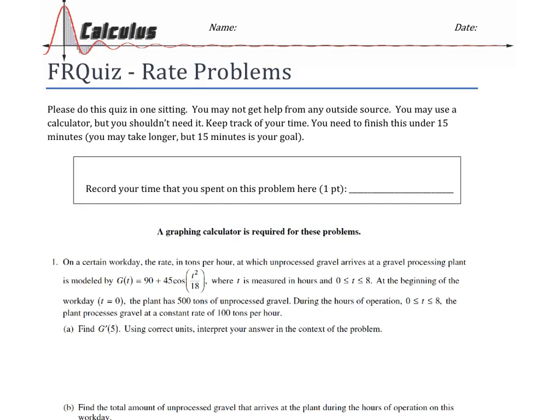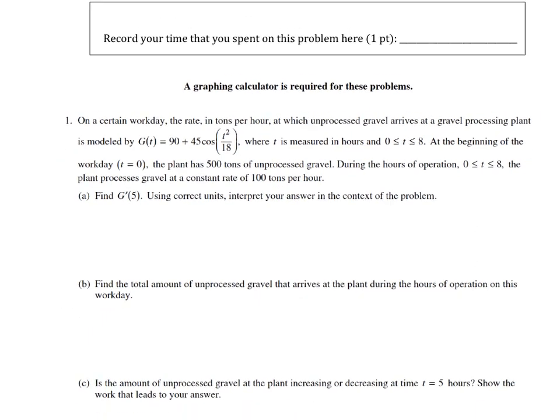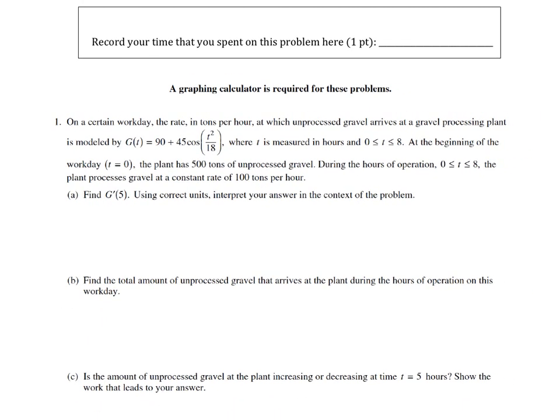Here is a rate problem from a previous AP test, and let's see how it works. So we've got a certain workday, and a rate of some unprocessed gravel that is arriving at the gravel plant, and we've got a function for that. T is time, measured in hours. That's going to be important. At the beginning of the workday, we've got 500 tons. That's going to be important for an integral I'm sure we'll use here in a second.